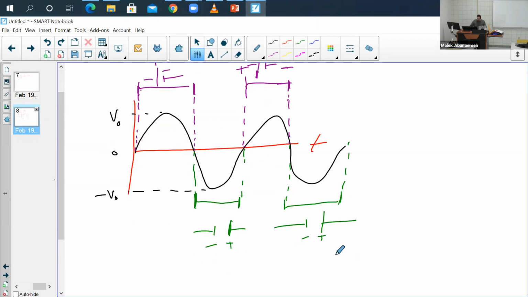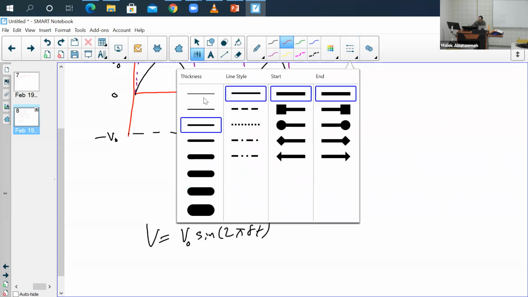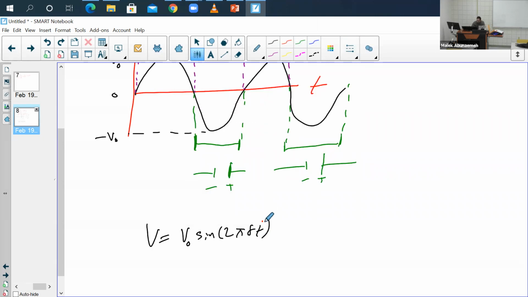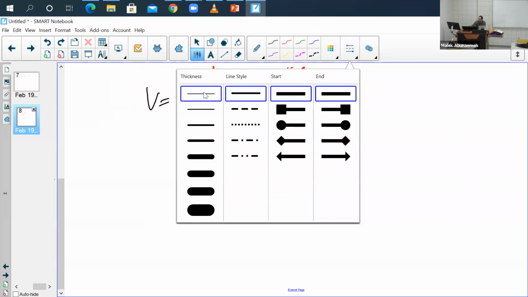Now, your peak, your voltage: your voltage is going to equal your V naught sine 2 pi f t. t is the time. f, that's your frequency. Now, V naught, that's your peak.